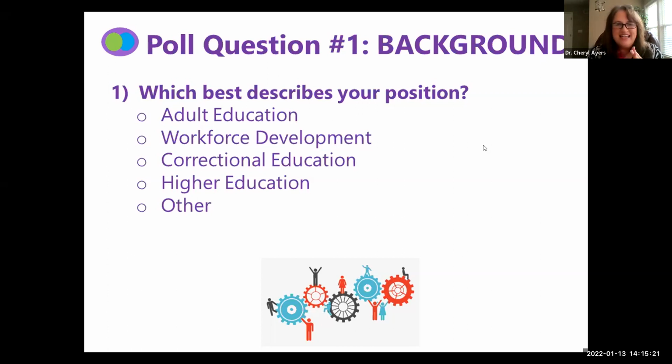All right, and the last one is the first one, which is, where are you coming from? Adult ed, workforce development, correctional, higher ed, or other? It's nice to know who I'm talking with. And Dr. Ayers, I'm not sure that that was included. I'm not seeing that here in the poll.